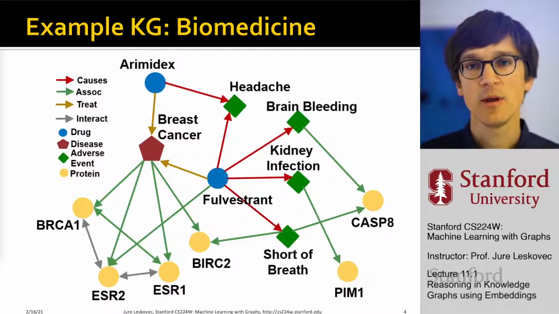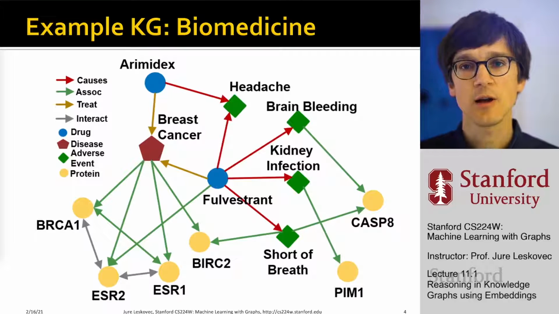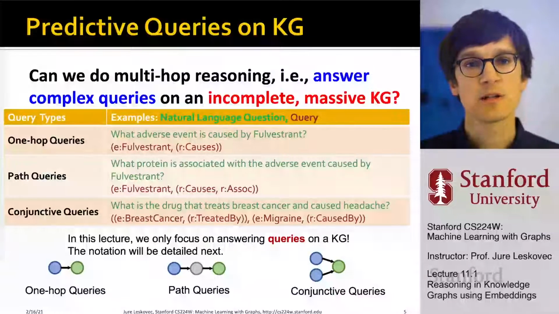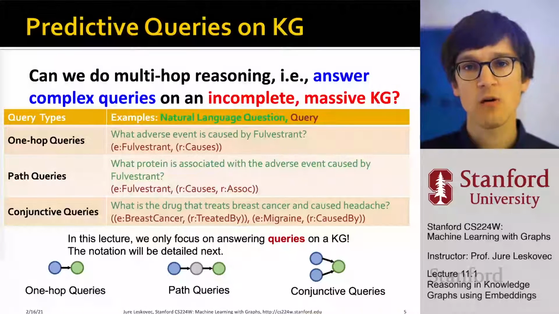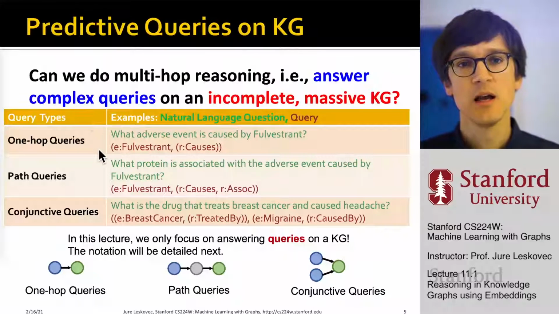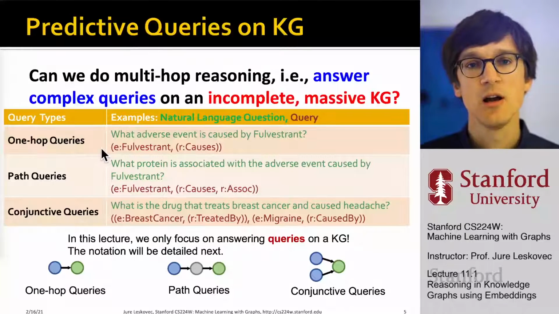So now let's say we have this kind of miniature knowledge graph, or a small part of the knowledge graph, that captures how these different entities are related to each other. And then the question will be, can we answer interesting questions over this knowledge graph? How could I answer complex queries, or how would I be able to make complex predictions over incomplete and massive knowledge graphs?